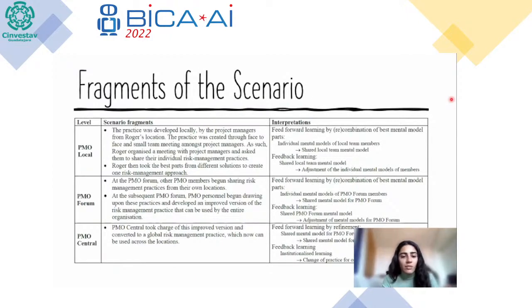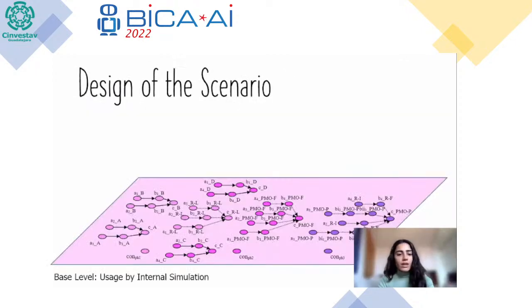These are the detailed fragments of our scenario. I have explained most of the scenario, but this one is important to see the interpretation of fragments for our self-modeling network design. You can see the interpretations here. These are the feed-forward and feedback mechanisms extracted from the scenario. And we can start explaining our network design.